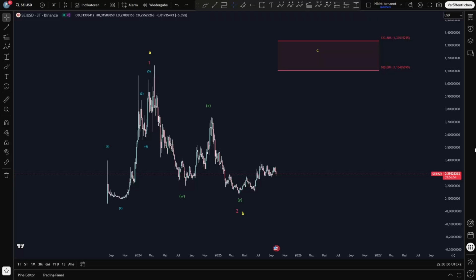Like always, first of all, we are going to take a look at the 3 days chart and then change to the shorter time frame. So in the daily chart, we have two possibilities to count the chart. One is a 3-wave move, one is a 5-wave move. Like always, we are going to start with the 5-wave move.